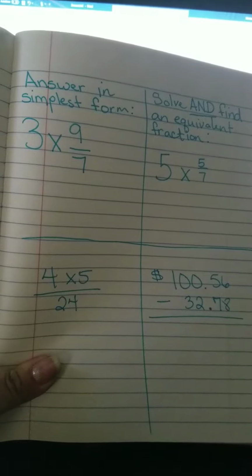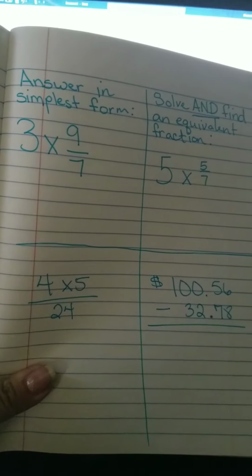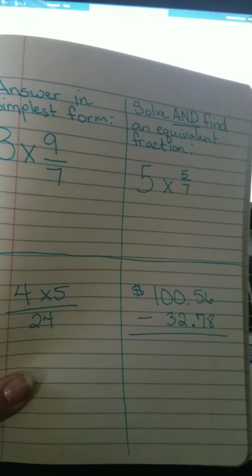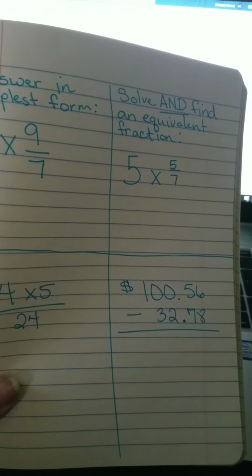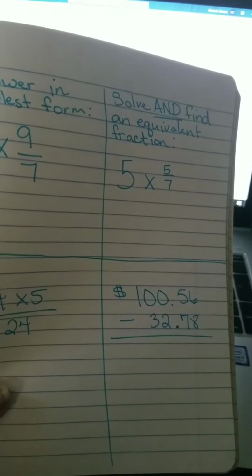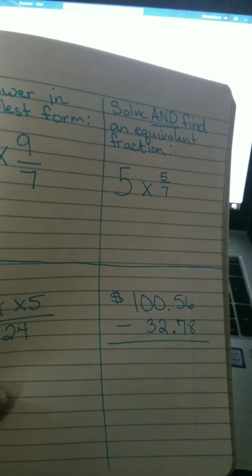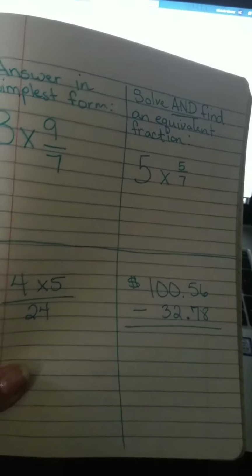The first problem is 3 times 9/7. Please have your answer in simplest form. The second problem is to solve and find an equivalent fraction. There's 2 steps: 5 times 5/7, and you're going to put it in simplest form, and then you're going to find an equivalent fraction to that.